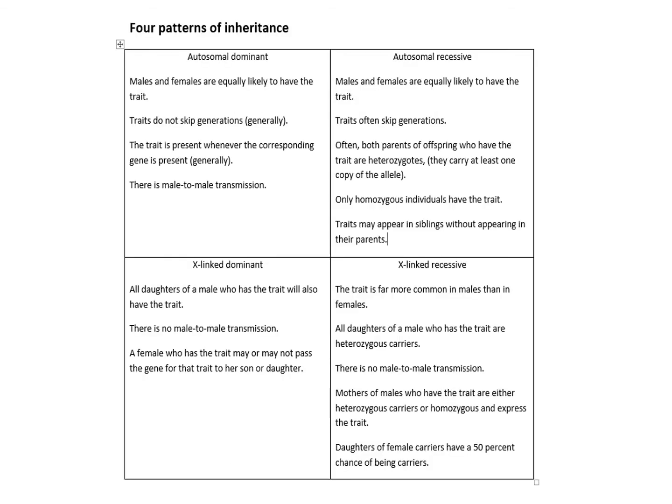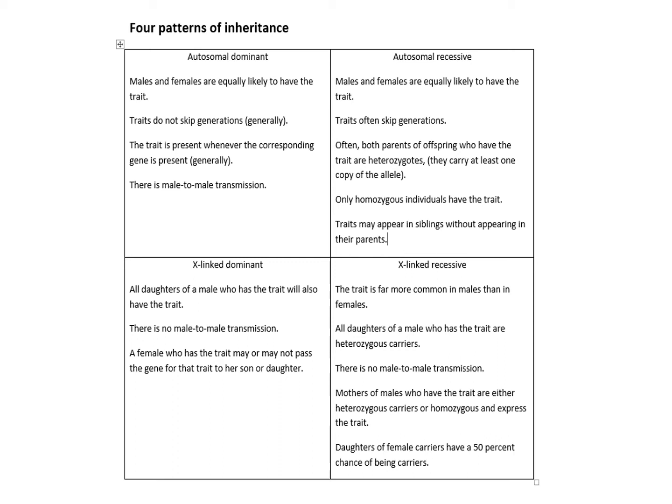There is a key. If you go here, you'll notice the key, and basically it's a process of elimination. Under autosomal dominant, you'd look at your pedigrees and ask which pedigree has males and females equally likely to have the trait, so pretty much equal males and females. Which ones do not skip generations? If you see one that does skip a generation, you would eliminate it as a possibility for autosomal dominant. There's also male-to-male transmission. If you don't see male-to-male transmission, that would rule out autosomal dominant.